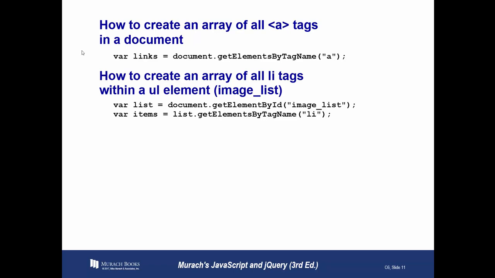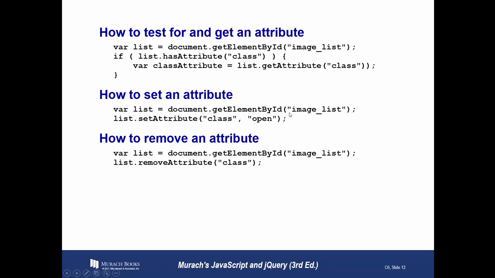So this would create an array of all anchor tags. This would create an array of all LI tags within a UL element. And that would be for everything inside of image list. You can test for and get an attribute. Again, if it has that attribute, do something. You can set an attribute where, again, it appears on the right-hand side of an equal sign. You can remove an attribute where you do the removeAttribute. So set, remove, and get.